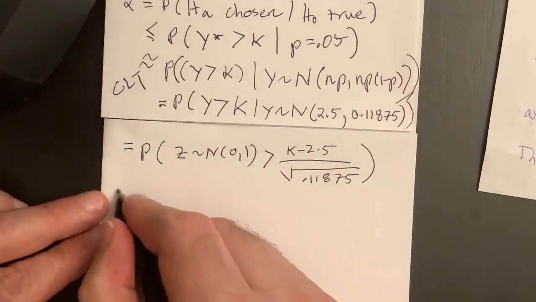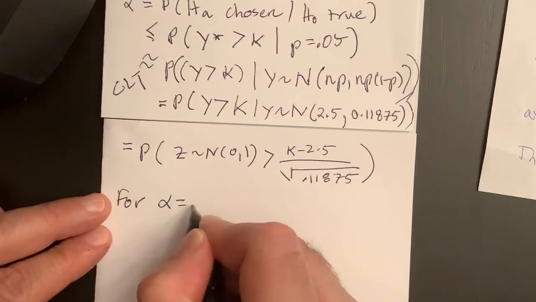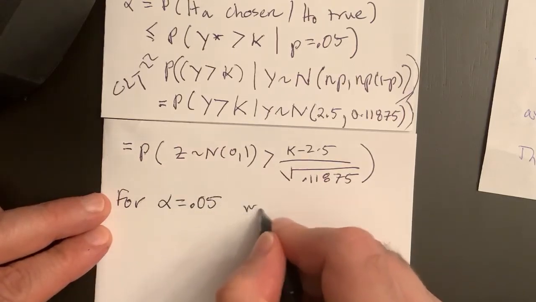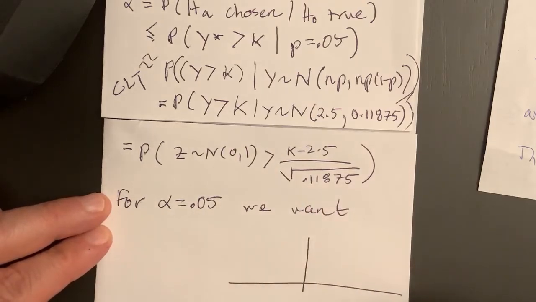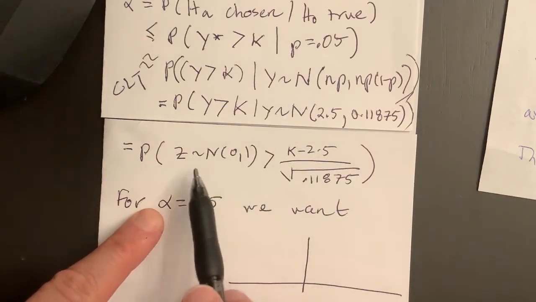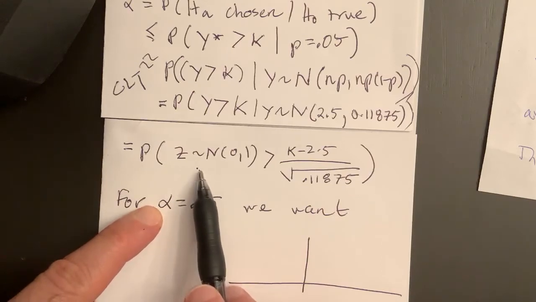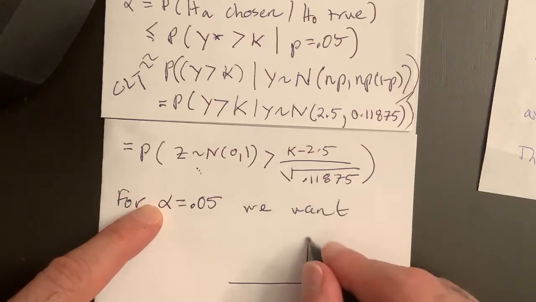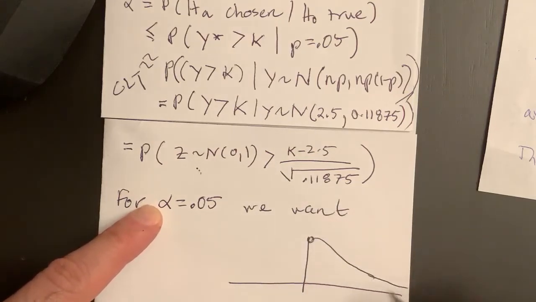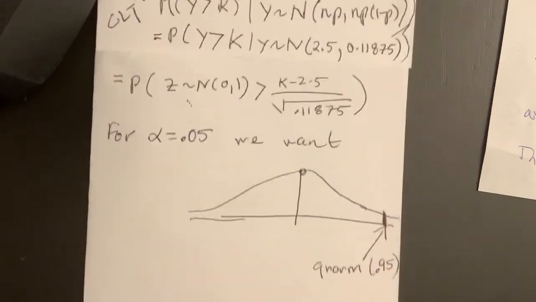Okay, and for alpha equal 0.05, now we're on the right side, right? So we want the probability that we reject, in other words, the probability that z is greater than this, has to be 0.05, okay? So we want this to be Q norm 0.95. So that's where these pictures can be helpful.